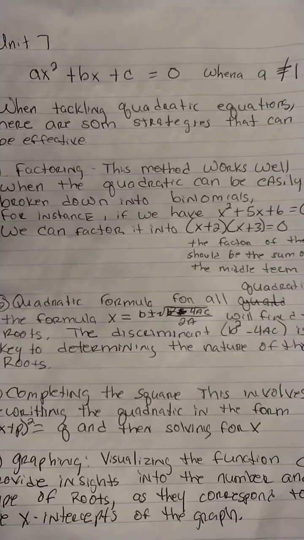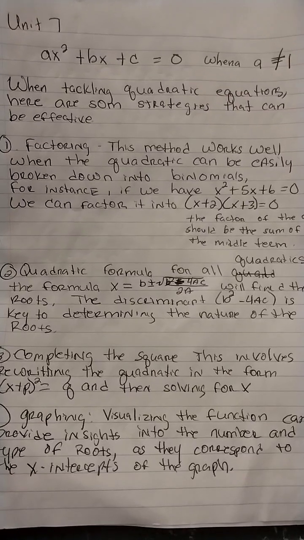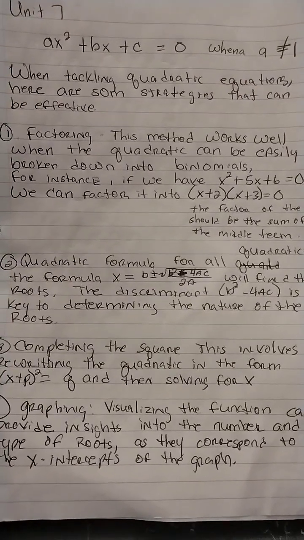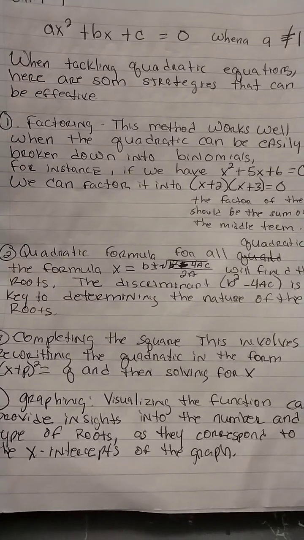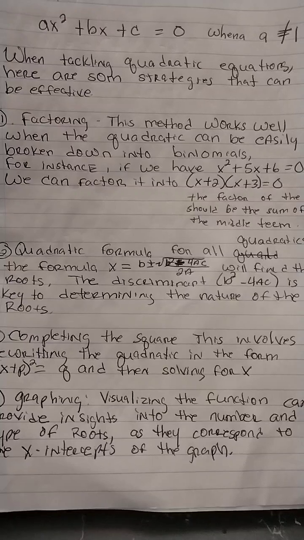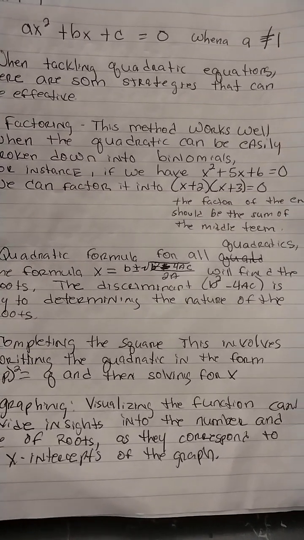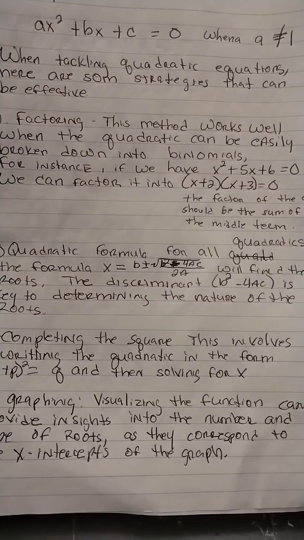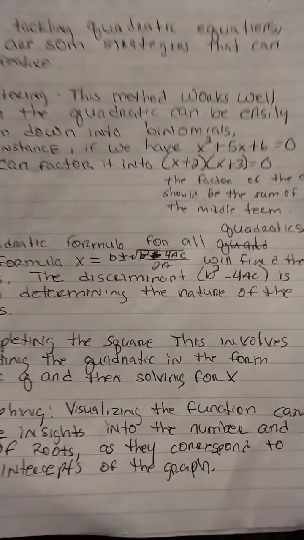When tackling quadratic equations, here are some strategies that can be effective. The first one is factoring. This method works well when the quadratic can easily be broken down into binomials. For instance, if we have x squared plus 5x plus 6 equal to 0, we can factor it into (x plus 2) times (x plus 3) equal to 0.